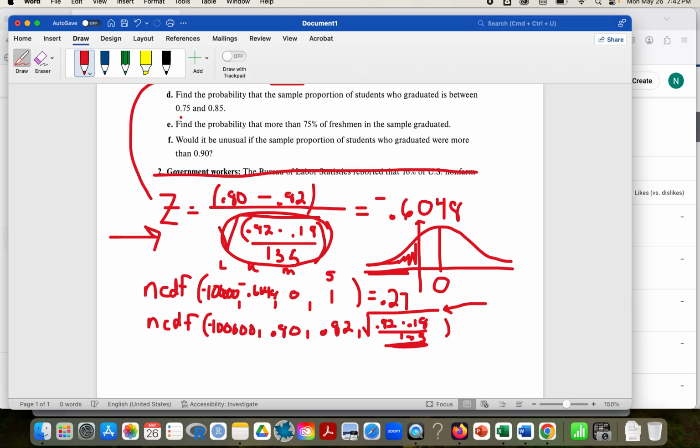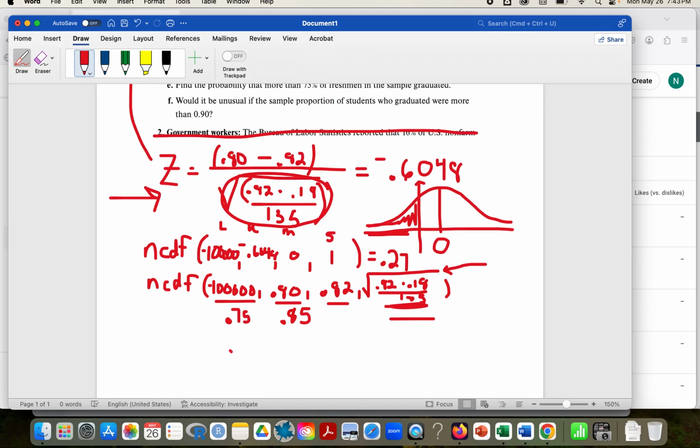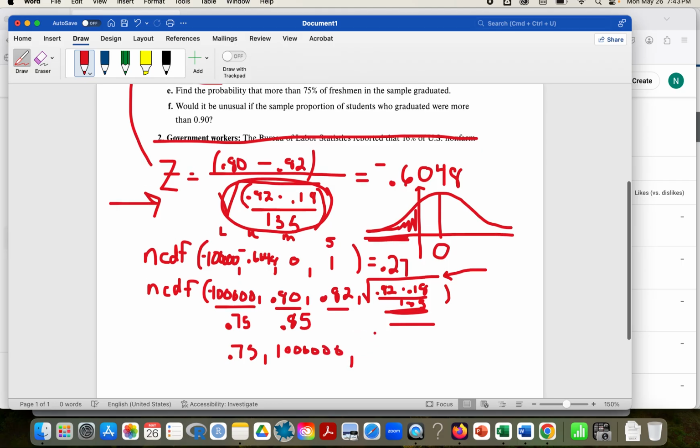All right, so how do we deal with this one? Well, it's easier typically to work in the environment where you just take the raw data points. So our left one will be 0.75 and our right one will be 0.85. And then you have the 0.82 and your standard deviation. Okay. For letter E, it's the probability that more than 75% of the freshmen in the sample graduated. Well, your lower would be the 0.75 in this instance, and your upper would be off to infinity. So this time you're going to put a 1 with a whole lot of zeros, and then the 0.82, and then the standard deviation.